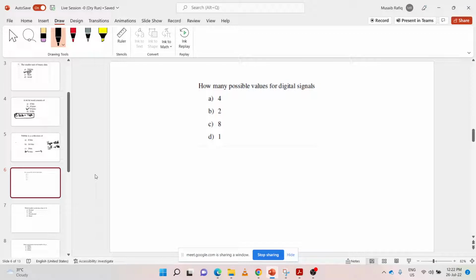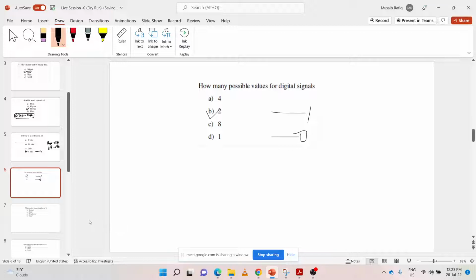Now moving on to the next question, which states: how many possible values are there for a digital signal? A digital signal is represented by a high value and a low value. It means that the number of possible values for a digital signal is 2. Low is referred to as 0 and high is referred to as 1.